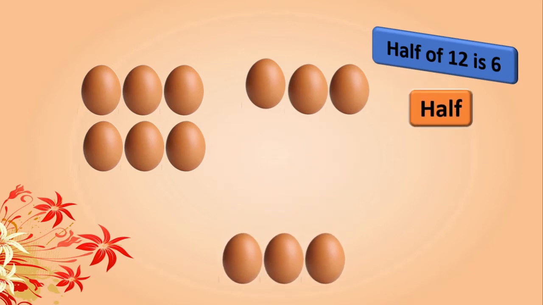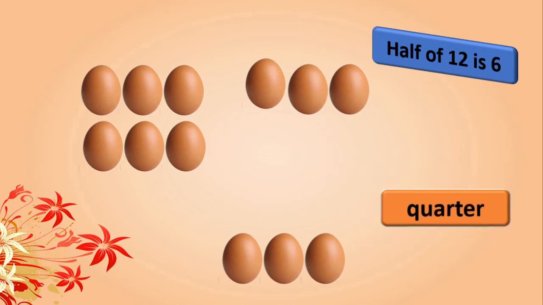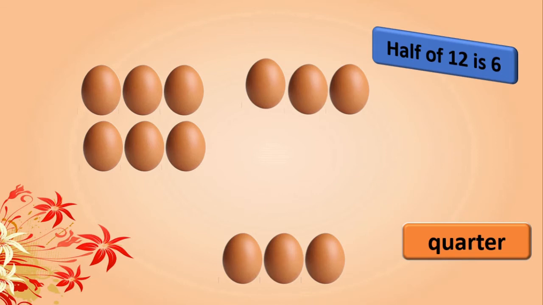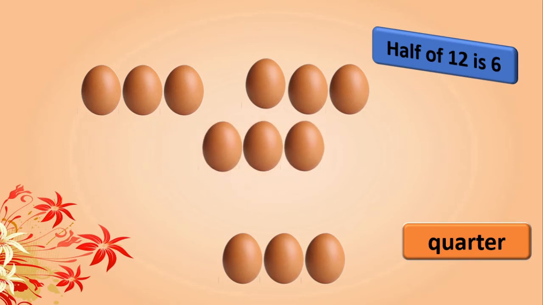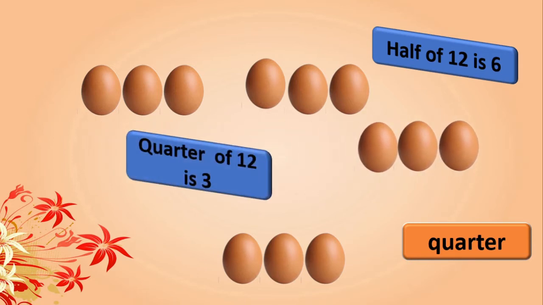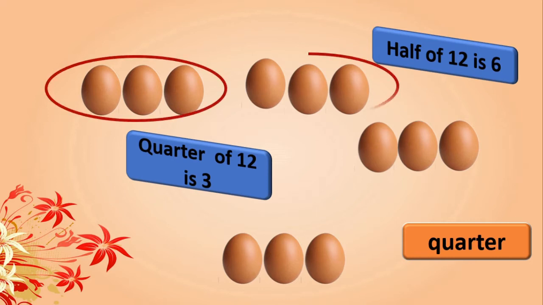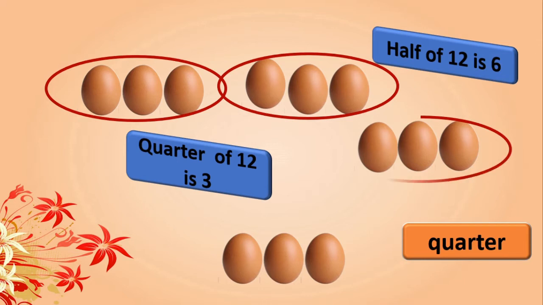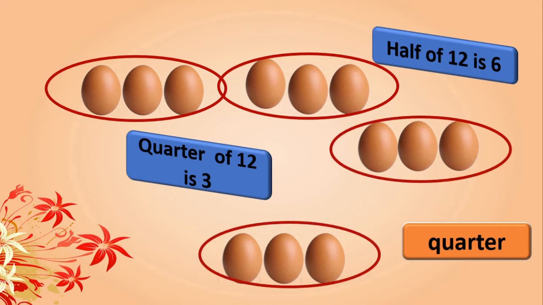Very good. Half of 6 is 3. So this is nothing but the quarter portion of this whole. Whole is here 12 eggs. Correct? Now this is 1 quarter. This is the second quarter. Correct? Now see here, first quarter, second quarter, third quarter and fourth quarter. Means here also we got 4 quarters from a whole. Correct?